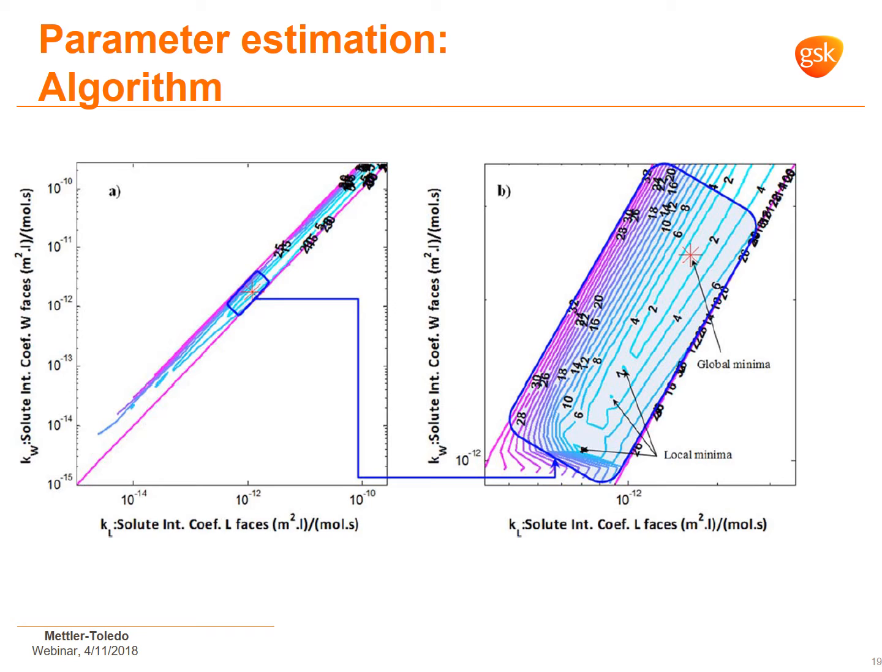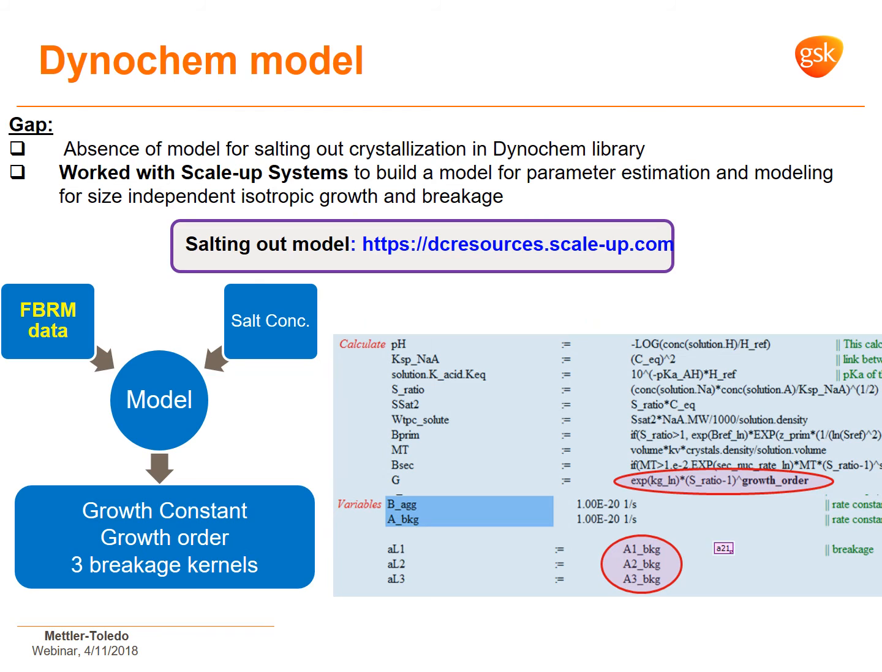We locate where the global minimum is, and then we do another scan on this region with a much better resolution to locate the global minimum. Once we locate the global minimum, that will give us the value of KW and KL that we will use. So this is a template that's available on the Scale-Up System website. So we worked with our peers there to develop a template for the salt formation.